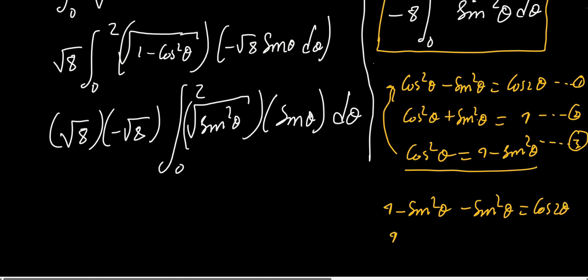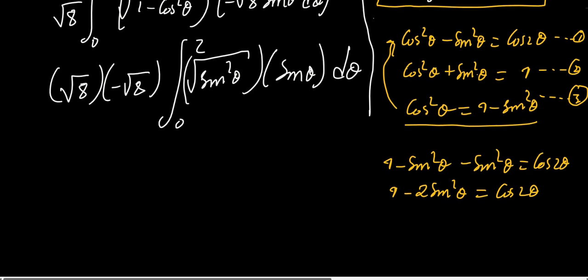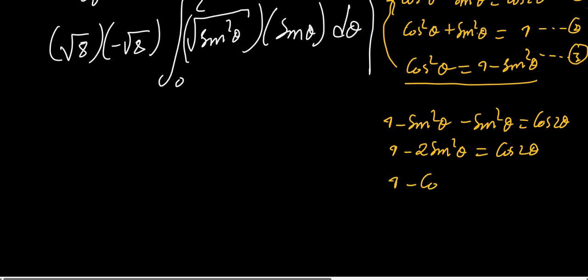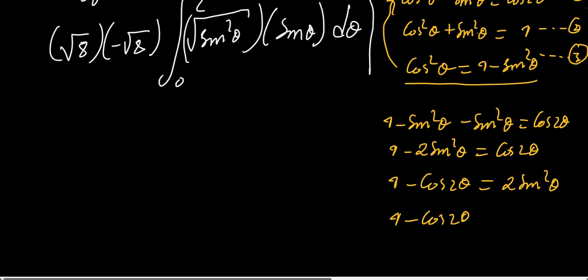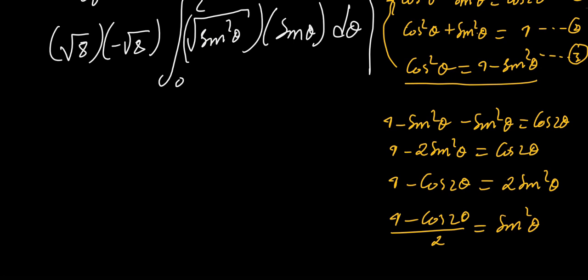So meaning that 1 minus 2 sine square theta should be equals to cos 2 theta, right? Further simplifying this, we see that 1 minus cos 2 theta should be equals to 2 sine square theta, meaning that 1 minus cos 2 theta on 2 should be equals to sine square theta. Now that's the whole idea of using the two trigonometric identities to simplify our trigonometric function in terms of power into a double angle, because with this we can easily integrate this.